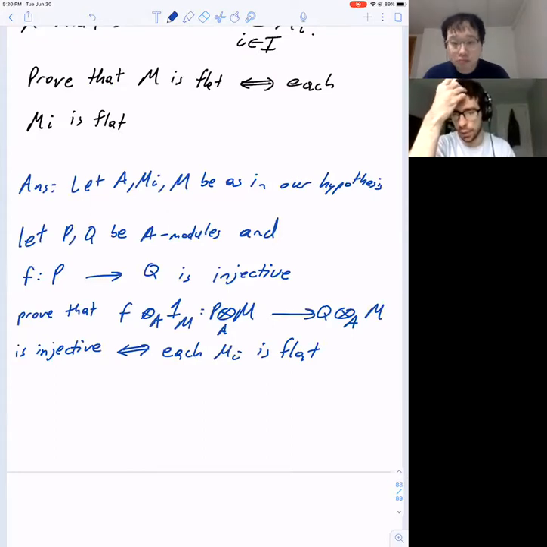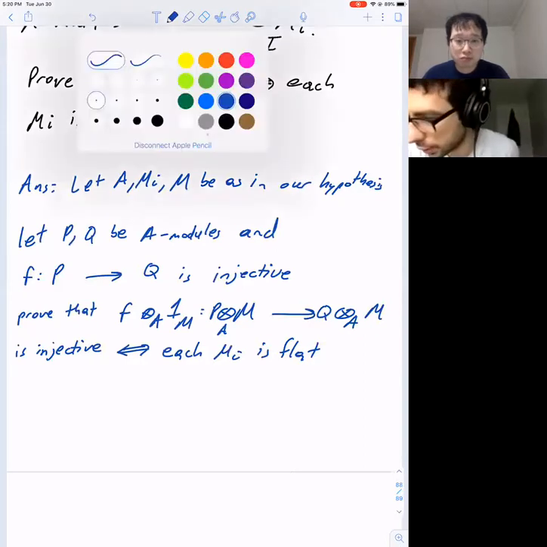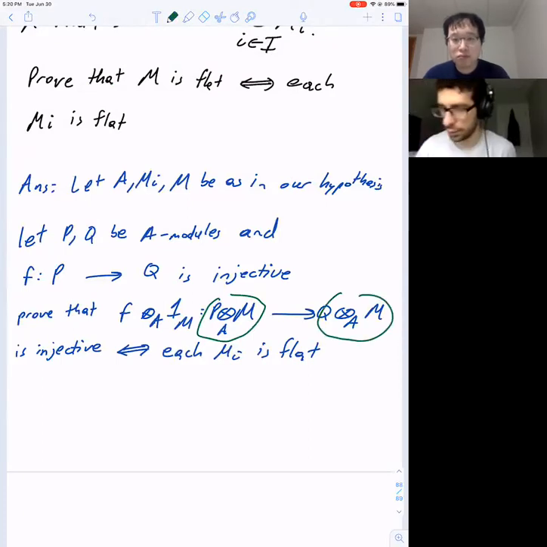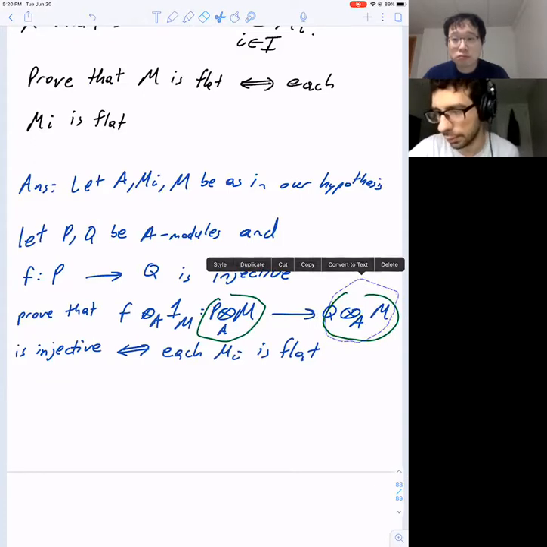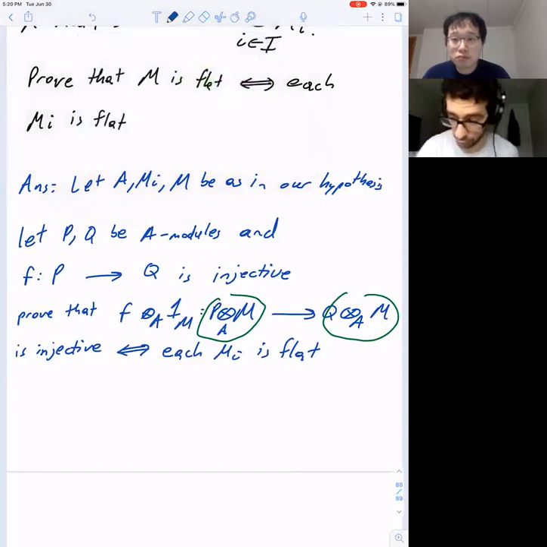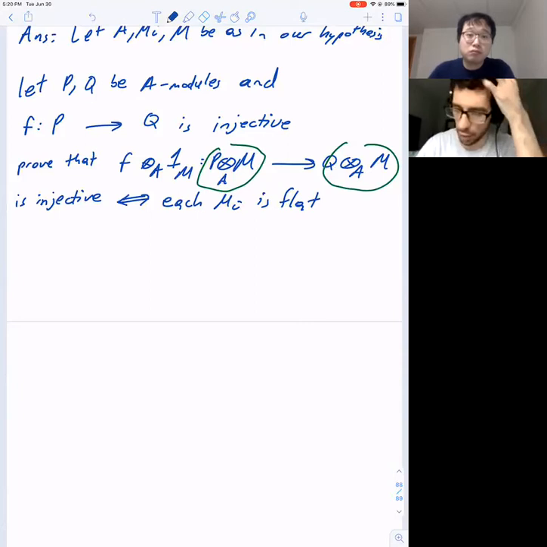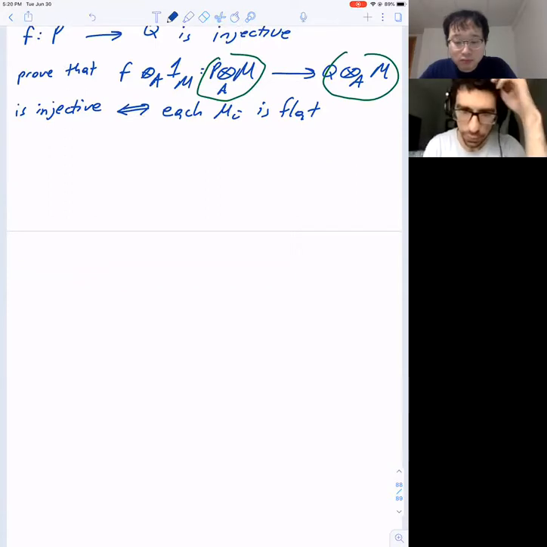So how do I do this? I want to give a better idea of what these two modules look like, because the tensor product is very abstract. It's hard for us to understand how tensor products really behave. Rather strange things can happen. So I would like to relate this module to something that's a little bit easier to understand. Ignore that for now, and let's start all over.